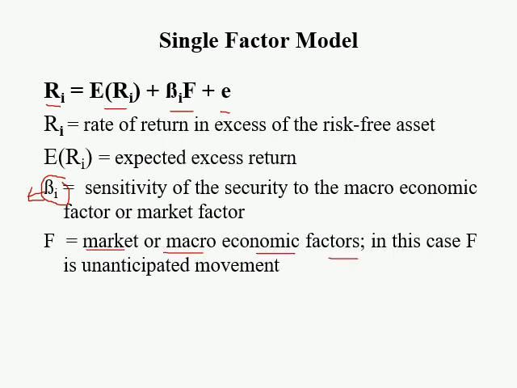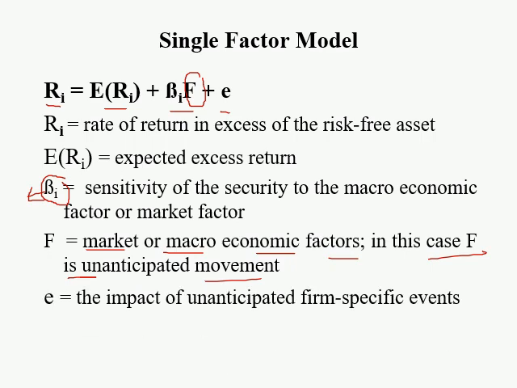macroeconomic factors. In this case, F in this equation will be the unanticipated movement of the market or of the macro factor. e is the impact of unanticipated firm-specific events. So e here will be the unsystematic risk or the firm-specific risk.